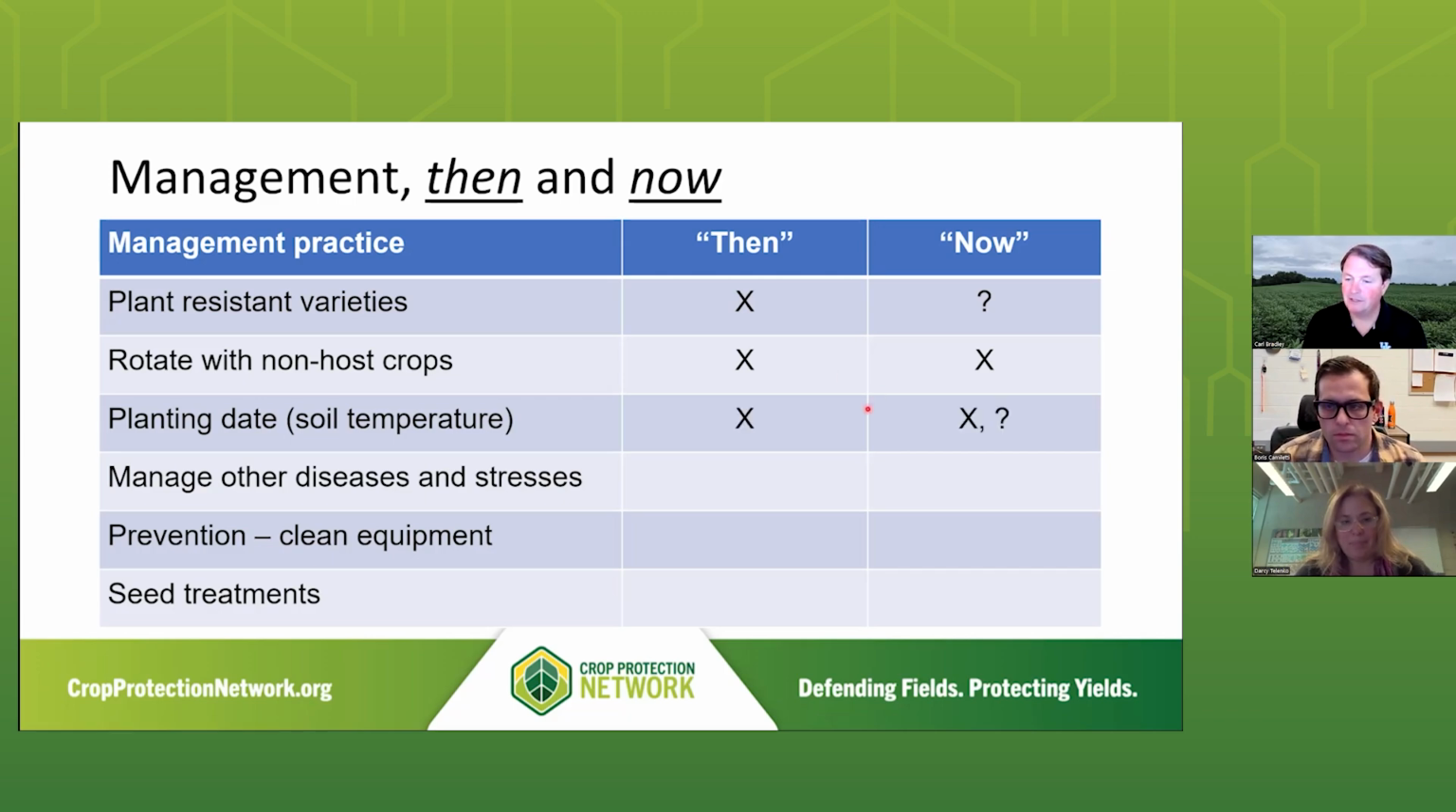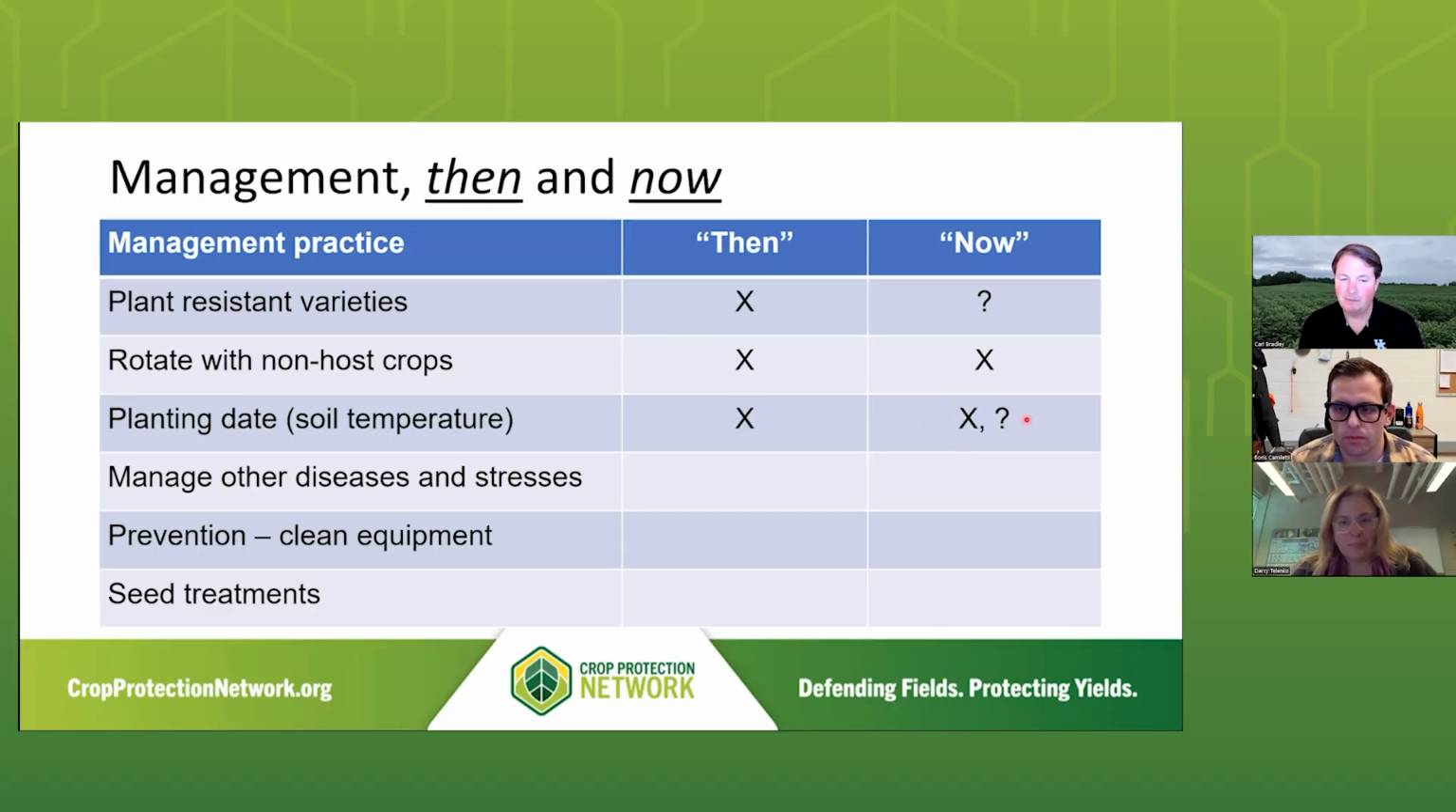Planting date, there was actually some work done down in Louisiana looking at that. I think the key here, though, is really soil temperature, and so maybe not get stuck on the actual dates, because something that's planted early in Louisiana might not be called early in central Illinois or northern Indiana or western Kentucky. So paying attention to soil temperature is important. I kind of cheated here. For now, I've got an X and a question mark. So I think certainly planting date or soil temperature at planting is still going to play a role here. But I think we still have a lot to learn.